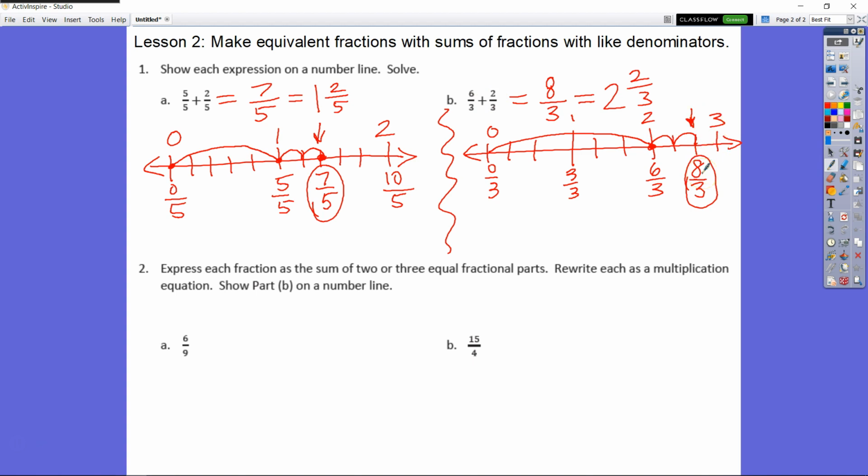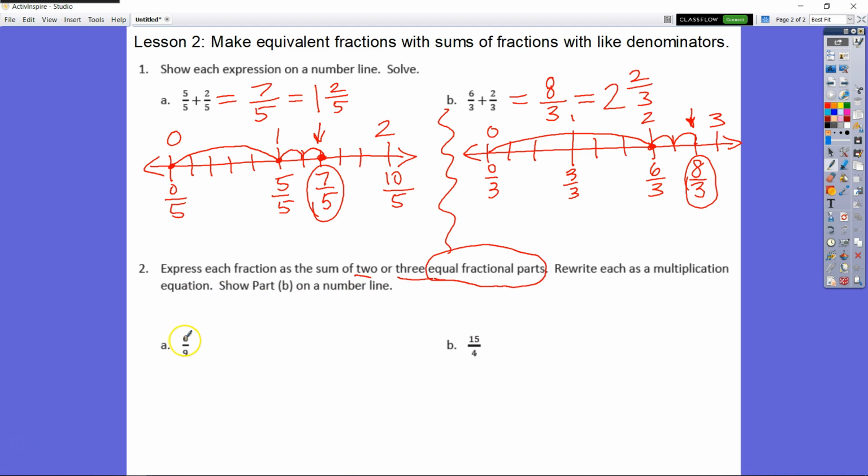Let's take a look at this. So we have a couple things we need to do here. First, it says express each fraction as the sum of 2 or 3 equal fractional parts. So they have to be equal. Let's go ahead and continue. Then we're going to rewrite each as a multiplication equation. And then on part B only, we're going to show on a number line.